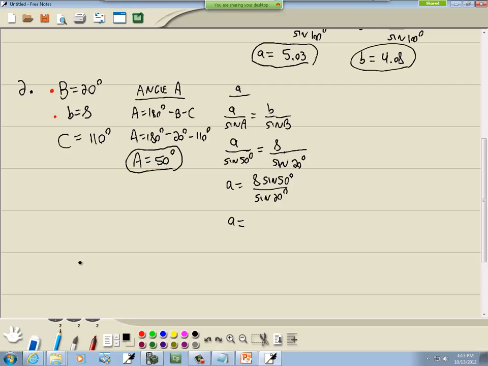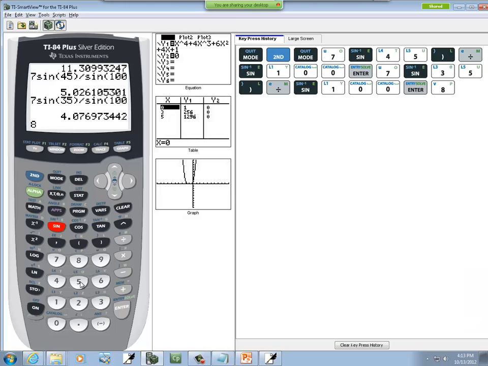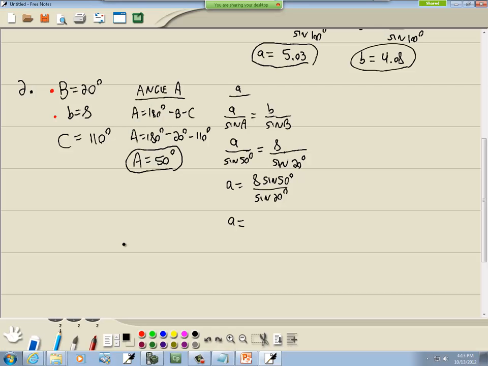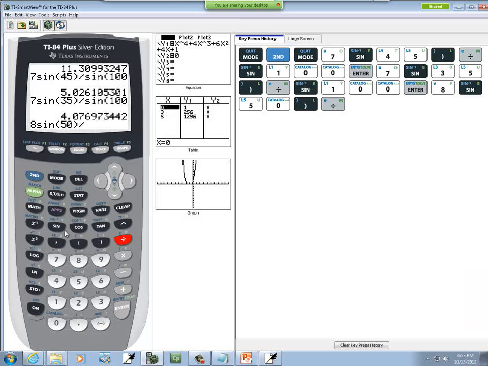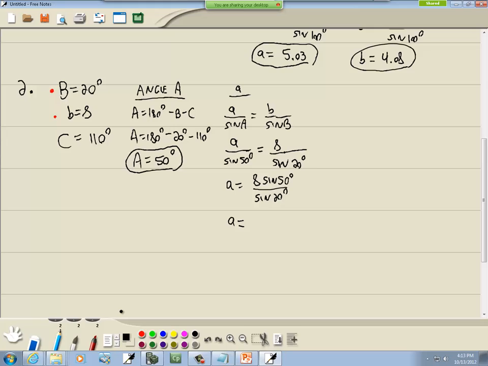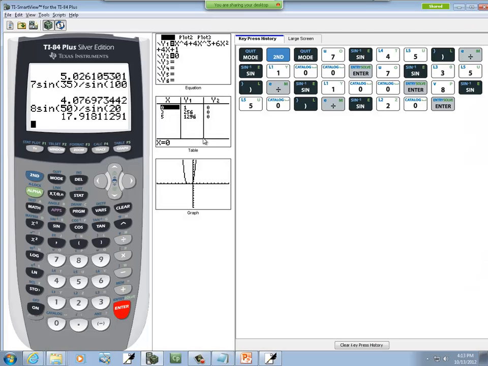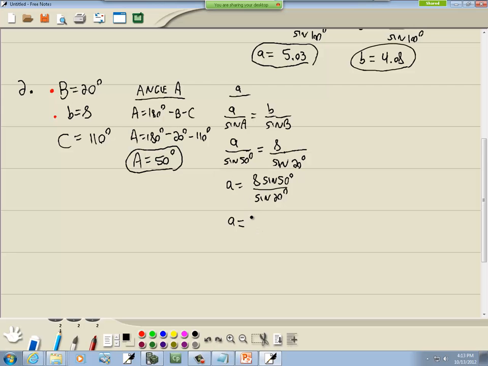So we got 8 sine 50, close parentheses, divided by sine of 20. Enter. And to 2 decimal places, we get 17.92. Now we know our A, but this is an approximation.